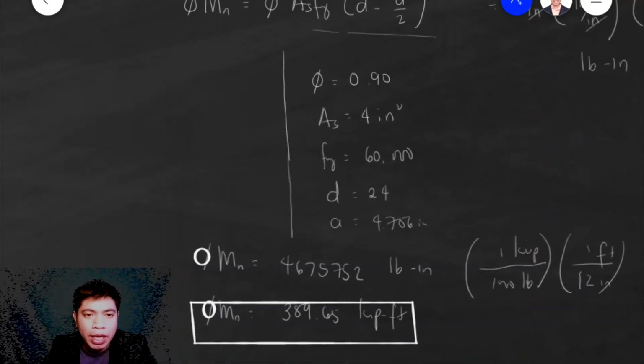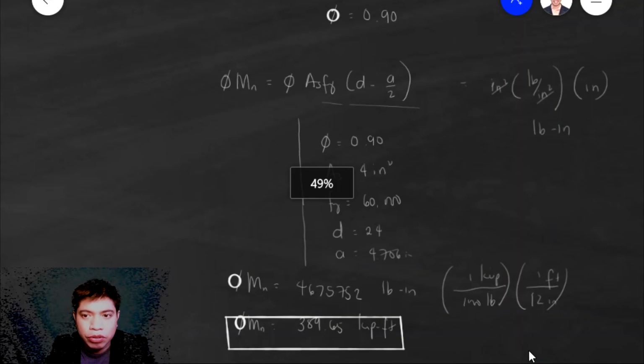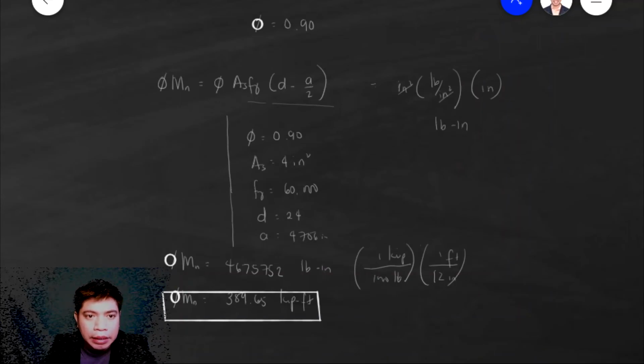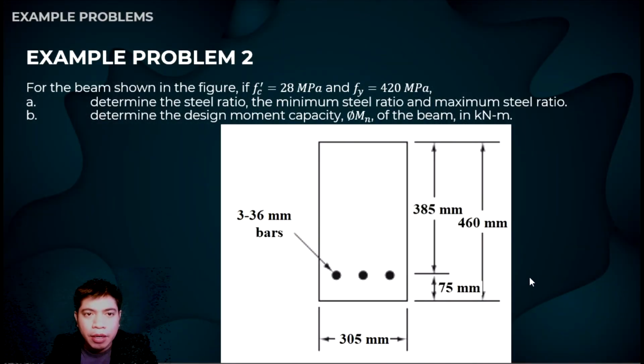Okay? So, now is, let's proceed now to our another example. So, pwede nyo guys i-screenshot kung gusto nyo i-screenshot. Tapos, let's proceed to another example. So, yung ating next problem ay ito guys. Ayun. So, basahin ko muna. So, for the beam shown in the figure, if f sub c prime equals to 28 megapascal and f sub y equals to 420 megapascal, determine the steel ratio, the minimum steel ratio, and the maximum steel ratio. Tapos, determine the design moment capacity, phi Mn of the beam in kilonewtons meter. So, ayun. So, same lang yung procedure guys.